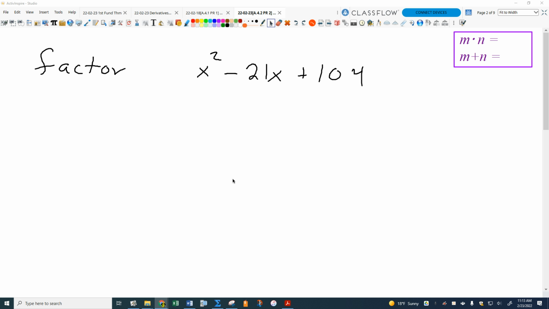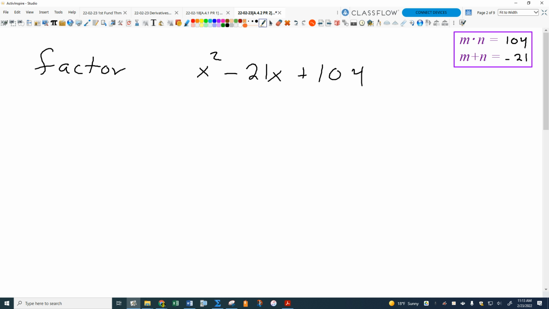Okay, so real quick, what are the numbers? We got magic numbers, m and n, right? What do they have to multiply to? Positive 104, that's correct, positive 104. And they have to add to, good, and they add to negative 21.